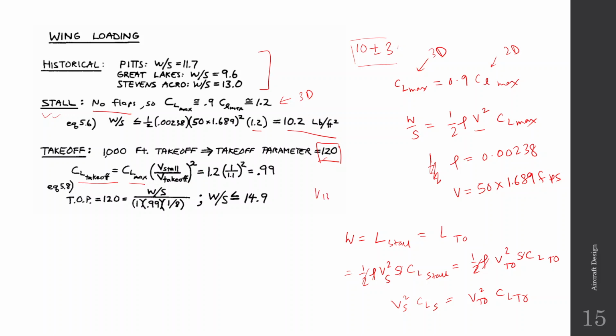And now V takeoff is equal to 1.1 times V stall. So in this problem he has assumed that takeoff velocity is 1.1 times stall velocity. So with this you can get the takeoff CL is 0.99. So CL takeoff is equal to 0.99.